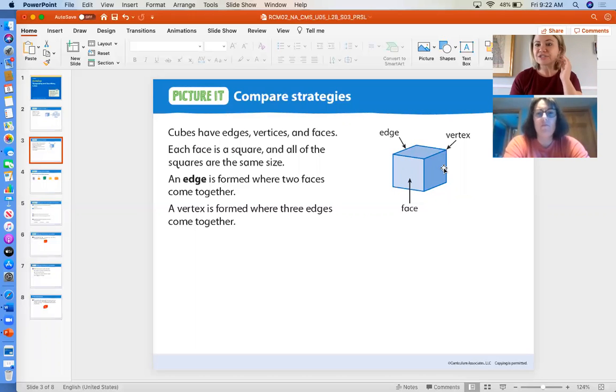An edge is formed where 2 of the faces meet. If you look here, this face and this face meet along this line right here, and so we would call this line an edge. In a 2-dimensional shape, we'd call it a side. On a 3-dimensional shape, we would call it an edge. And then a vertex is formed where 3 edges come together. If we look here, this edge comes here, this edge comes here, and this edge comes here, all into this same point right here. We would call that point a vertex.